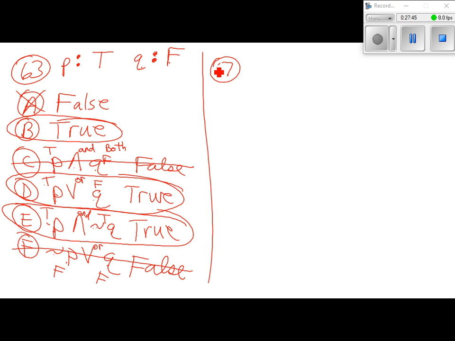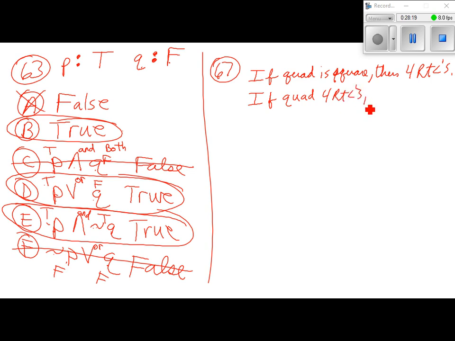Which statement follows using the law of syllogism? So they say, if quad, and again I'm writing this out very short, is a square, then 4 right angles. Next part says, if quad has 4 right angles, then rectangle.